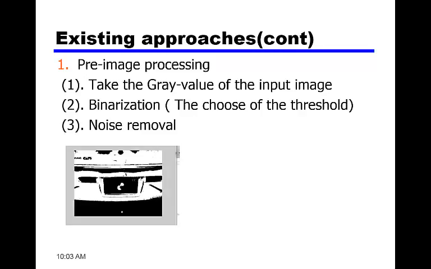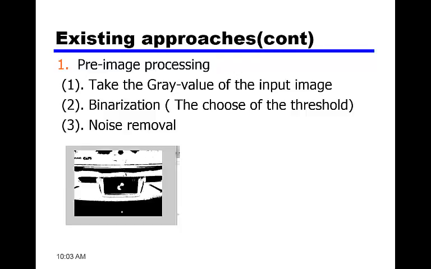First is pre-image processing. It consists of three parts, including binarization and noise removal. As these have been covered last semester, I want to say more about the choice of the threshold, which is quite critical for the first steps. I will show pictures over the next several pages.